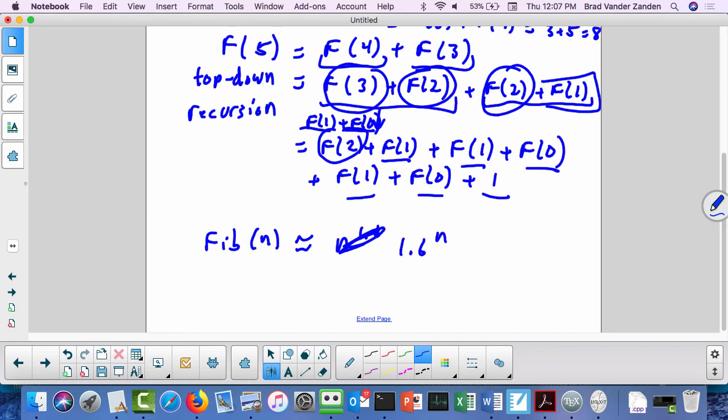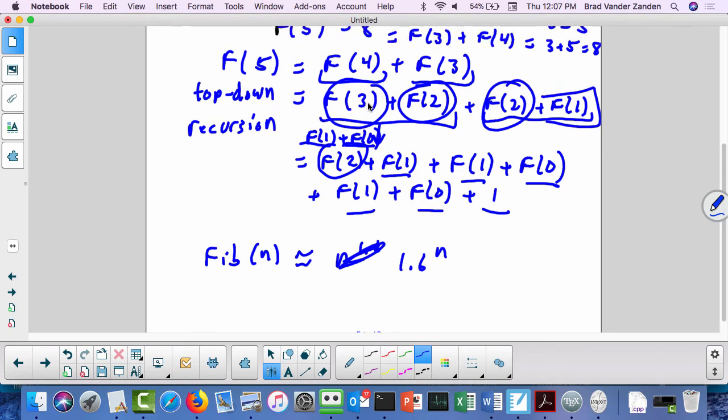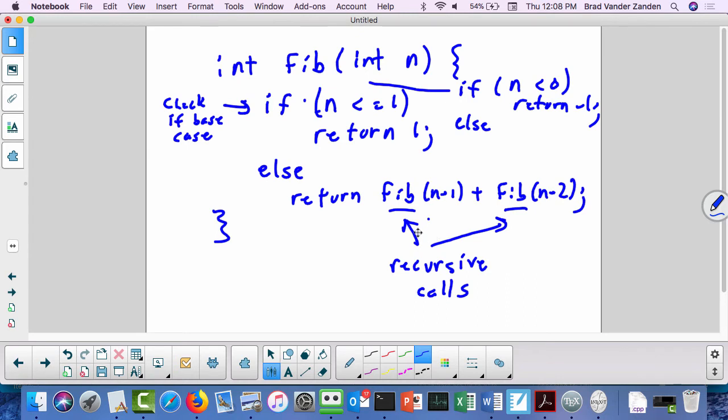Okay. Now, in this case, we split the task into two, and there are two normal cases in recursion. We split the problem into two, or sometimes we just split it into one. So another common thing you see is factorial. N factorial equals n times n minus 1 factorial. 0 factorial equals 1 is the base case. So that's a case of recursion where there's only one smaller task. There's not two, there's just one.